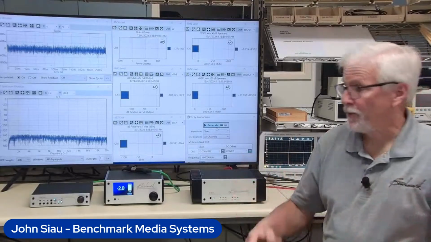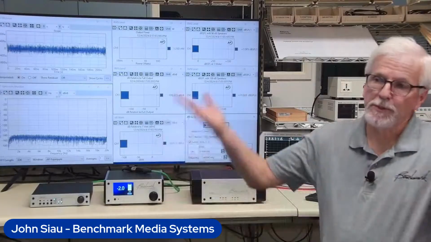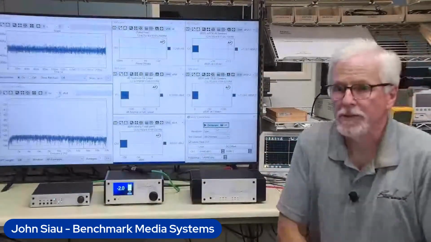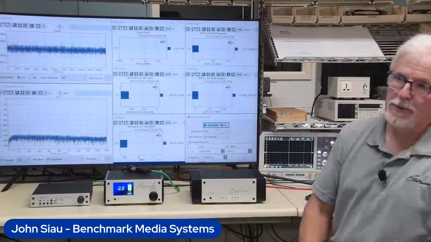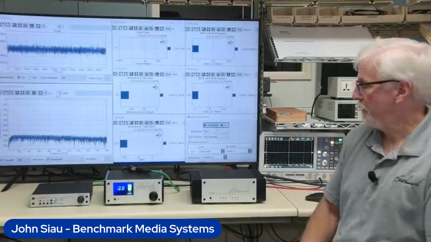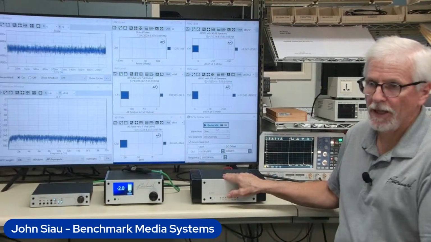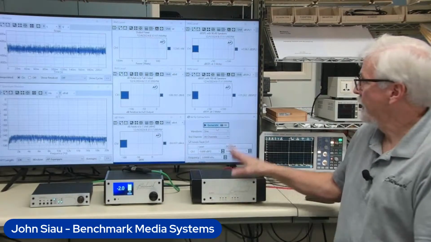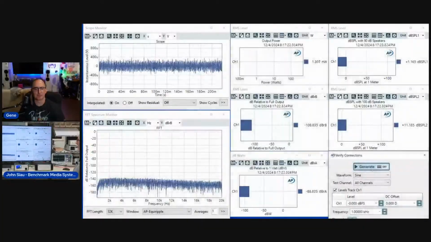Now, if the DAC was not as good as the Benchmark DAC, that effect would be far worse. And so what we're doing is we're amplifying the output noise of the DAC because we've got too much gain in the power amplifier. So this is when you have the gain set too high on the Benchmark amp, right? Yes.